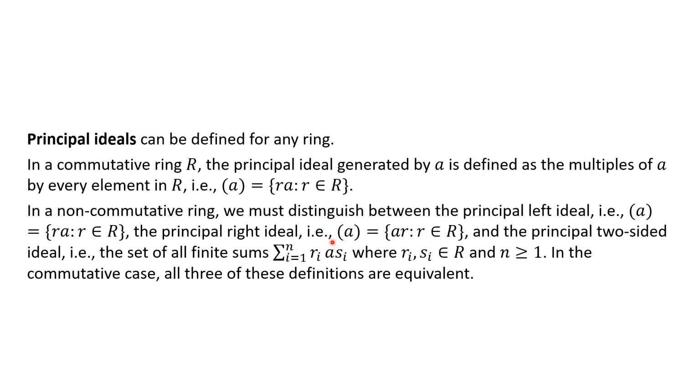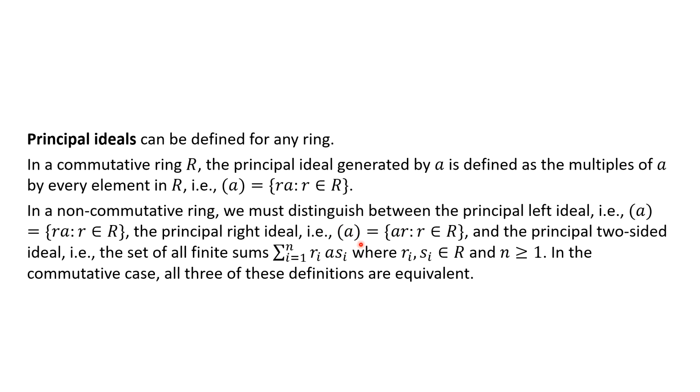I'll explain why you get this more complicated definition in the case of a two-sided ideal when you have a non-commutative ring. On the next slide, I'll give you the reasoning behind that. On the surface, it looks a bit overly complicated, but there's a good reason for this. So in the commutative case, all three of these definitions are equivalent, and you just fall back into this definition here. And in all cases, we do use this notation.